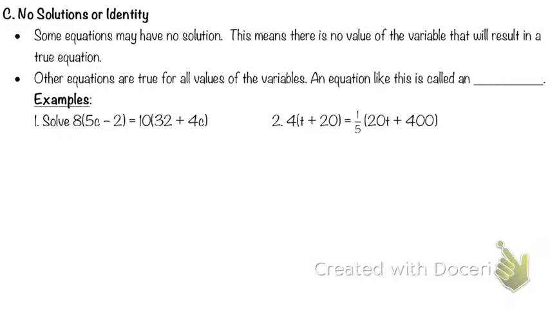No solutions or identity. Some equations, listen up. Some equations may have no solution. This means that there is no value of the variable that will result in a true equation. There's nothing that'll make it true ever. Nothing will work. You can plug in any number you could ever think of. It won't ever work. Other equations are true for all values of the variable.